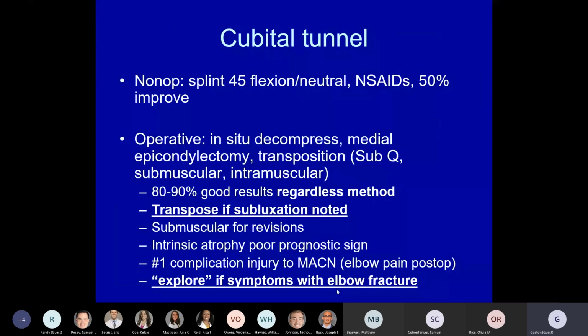Submuscular is what I would put on the test if they gave me a revision. Intrinsic atrophy has been shown to be a poor prognostic sign. The number 1 complication of cubital tunnel surgery is injury to the medial antebrachial cutaneous nerve. And if they give you a patient that's had an elbow fracture, particularly if they had surgery and the patient's having symptoms of ulnar nerve post-op, they're going to want you to explore that nerve and release it.